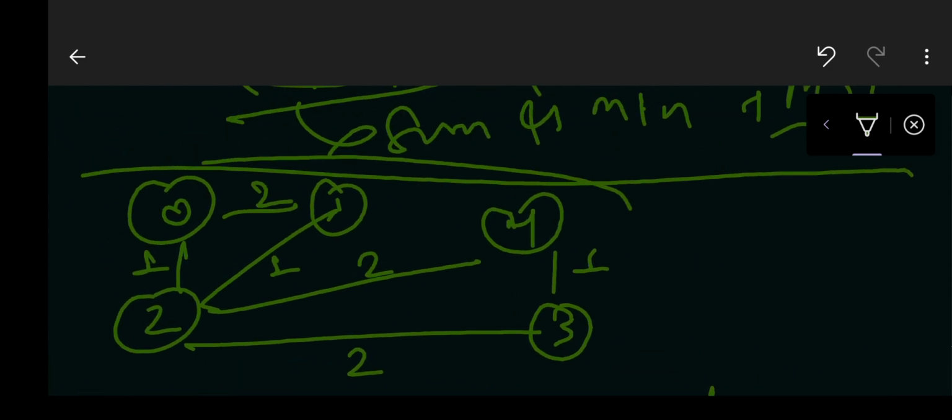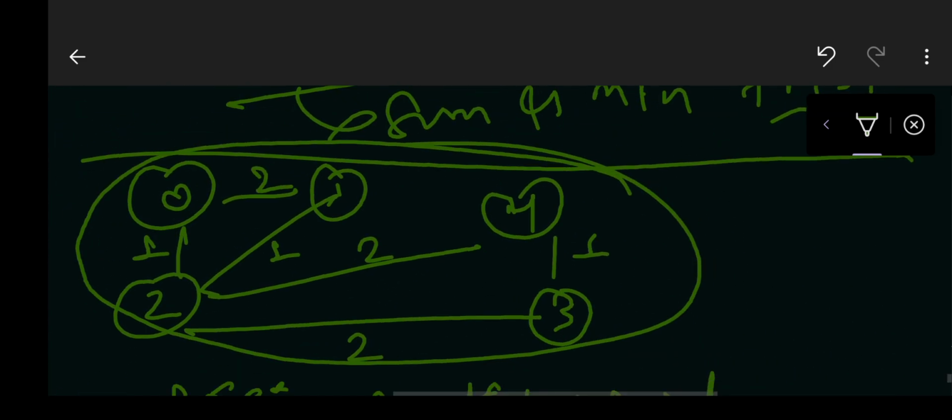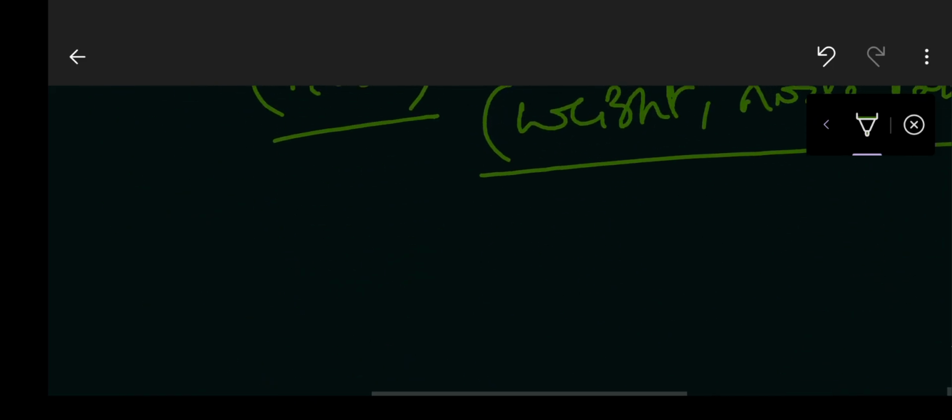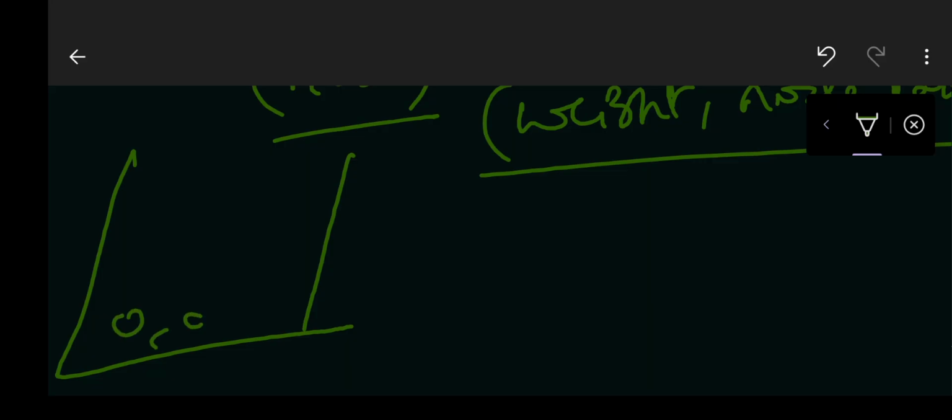Okay, so I want you to do one thing. Draw this graph again. I also drew this graph on my copy. Once you have drawn this graph, I'll tell you how Prim's is actually going to work. It's a very easy algorithm. So at first you push 0, 0, -1. Okay, just push it.